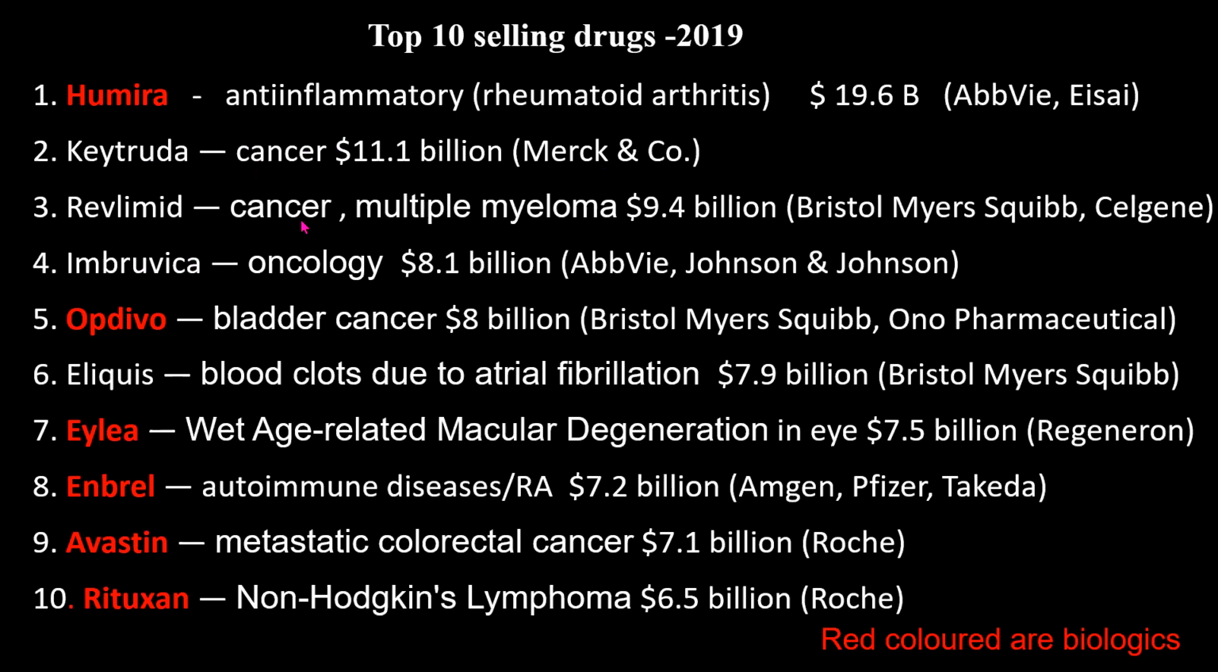Revlimid is for cancer. This is again oncology. Johnson and Johnson. This is for bladder cancer. This is for blood clot. Macular degeneration in the eye. And this is rheumatoid arthritis or autoimmune. Avastin, colorectal cancer. Lymphoma. So most of the drugs you can see in the top 10 selling are related to cancer.